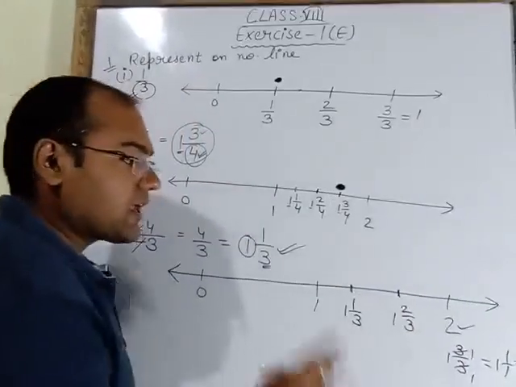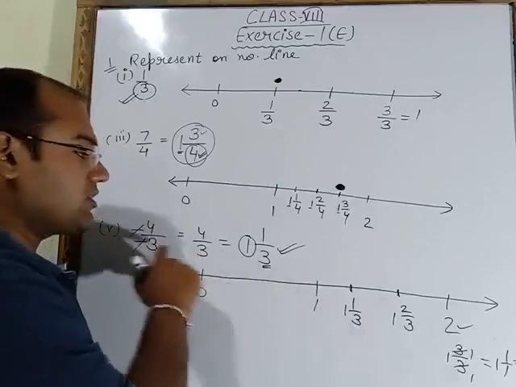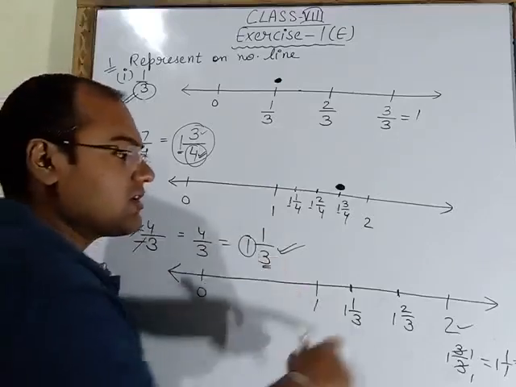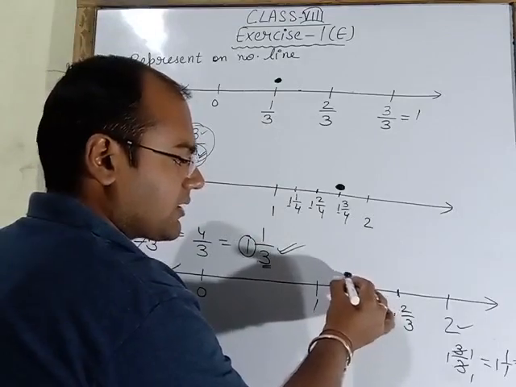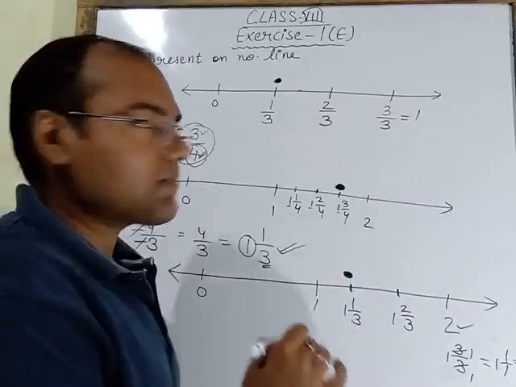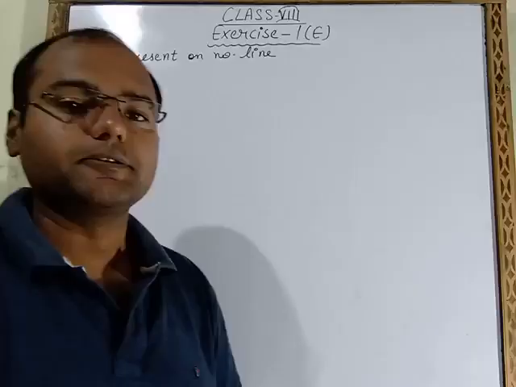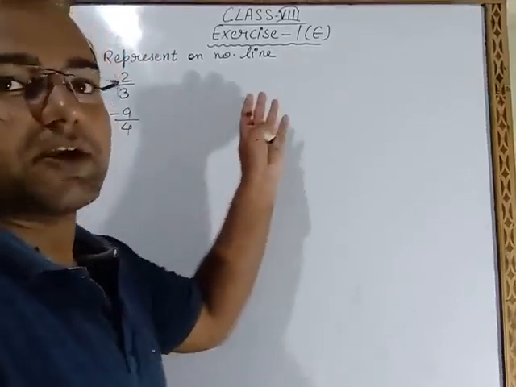Both are correct. Now we have to show 4 upon 3 on this number line, and 4 upon 3 means 1 whole 1 upon 3. 1 whole 1 upon 3 is coming here, so here you have to put 1 mark like this. So like this you have to do all the parts of question number first. Now see question number 2. Question number 2 is also same as question number 1.